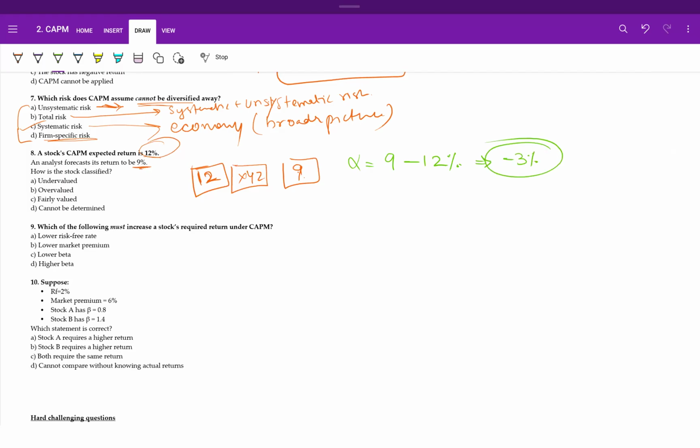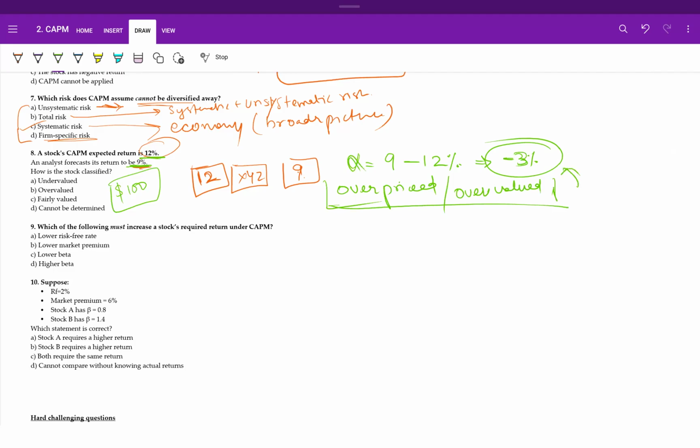Or let's assume that you have $100. So the expected return from this stock, using the capital asset pricing model given the risk, is 12%, but the return the analyst is forecasting is 9% only. So this means it's overpriced or overvalued, whatever you want to call it, overpriced or overvalued by 3%.